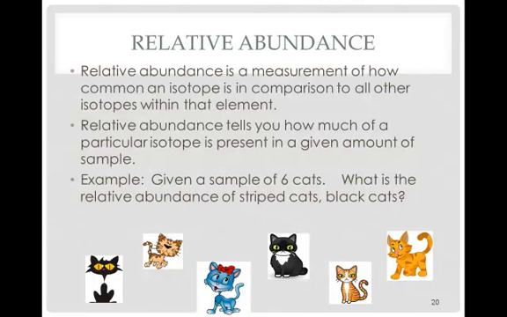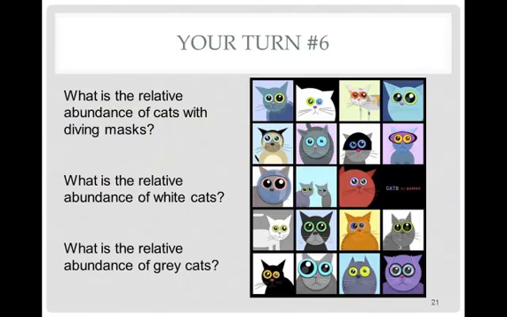Okay, relative abundance. You probably learned this in biology. Pretty much all it is, is a ratio. So we're going to look at the relative abundance of these kitty cats. Given the sample of 6 cats, what is the relative abundance of the striped cats or the black cats? We have 6 cats, and we're going to count them, 1, 2, 3. I have 3 striped cats, so that relative abundance would be 3 over 6.